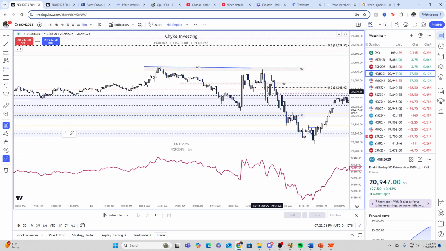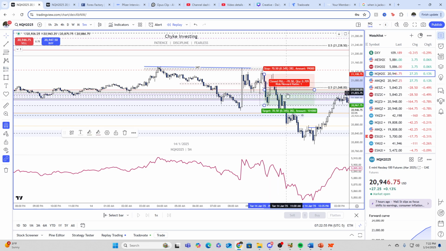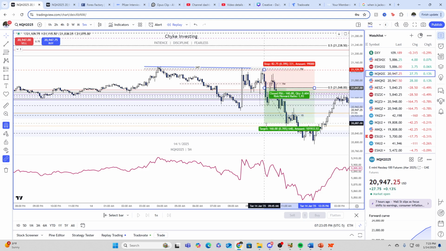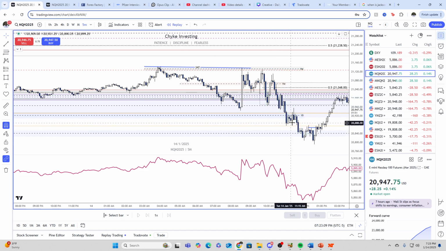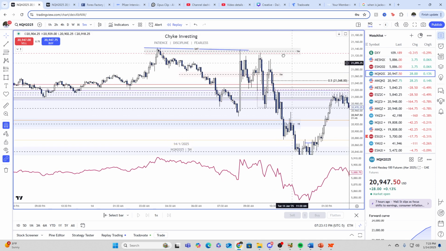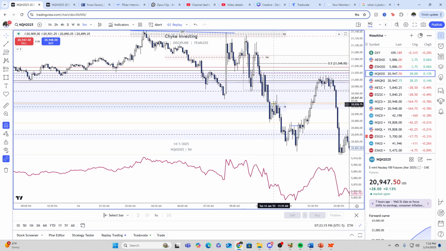So let's go over that. Maybe enter here at this level right here. Stop loss to be here. You get out here. Nice 1 to 2.5. Okay. Now there's better entries that we'll go over as well on the 1-minute. But if you're a 5-minute trader, that could be a nice trade.